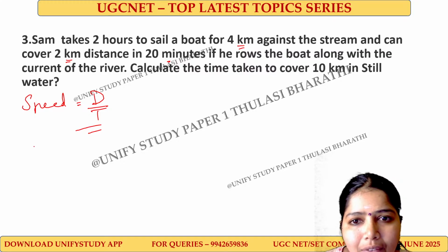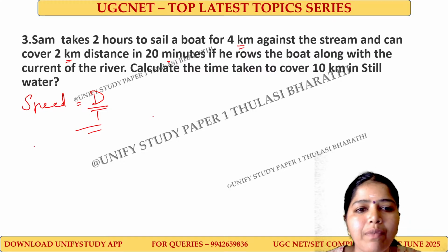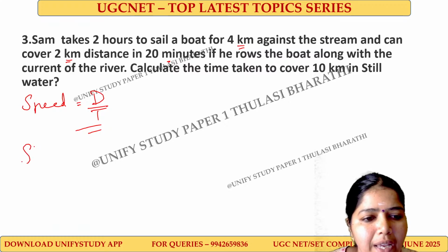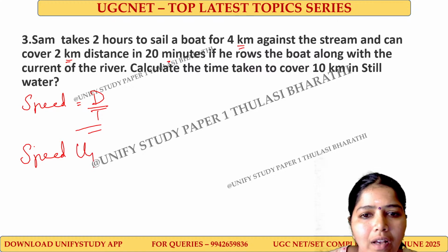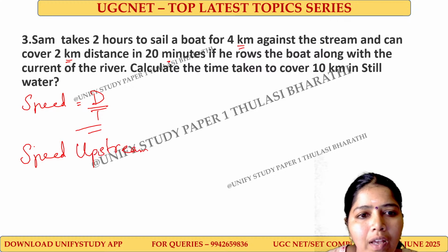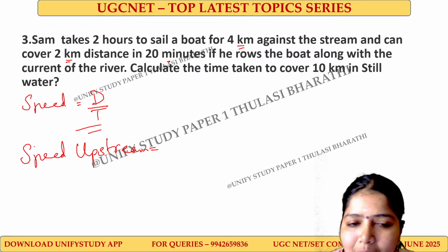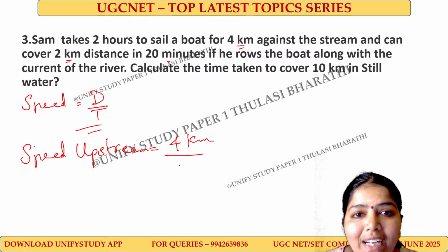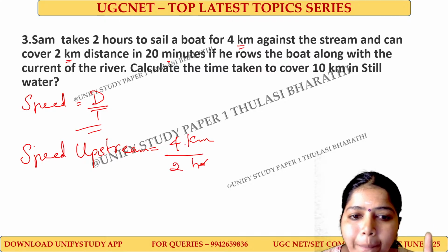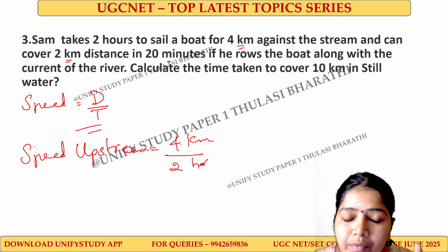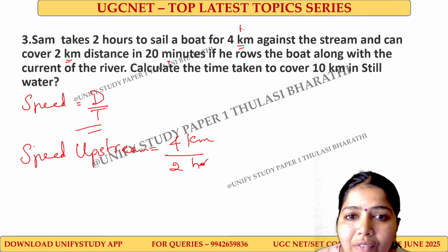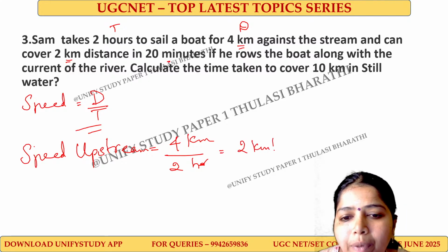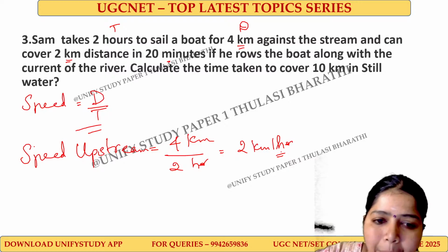So first, against the stream is given. We have to calculate the speed of the upstream. What is the speed of the upstream here? 4 kilometers divided by 2 hours. Why, ma'am? Upstream speed, how to calculate? Here they have given the distance and the time. So that is equal to 2 km per hour, the speed of the upstream.